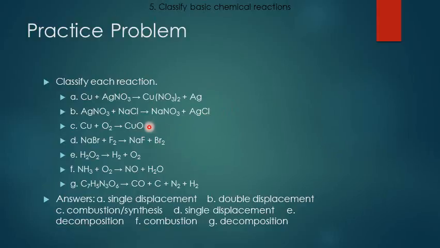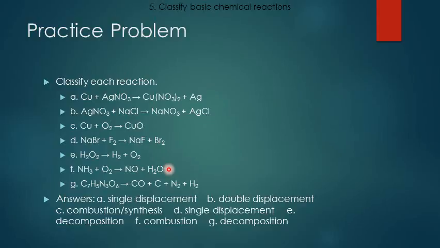C is combustion and also synthesis. It's combustion because O2 is a reactant. The copper is burning in oxygen. And it's also synthesis because I'm taking more than one reactant and forming one product. So that would be a synthesis reaction. D is single displacement. I have a free element, in this case fluorine, taking the place of bromine, and then the bromine gets kicked out by itself, so that is single displacement. E is decomposition. I have one reactant that is breaking down into more than one product, so that's decomposition.